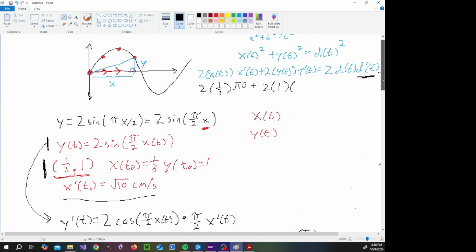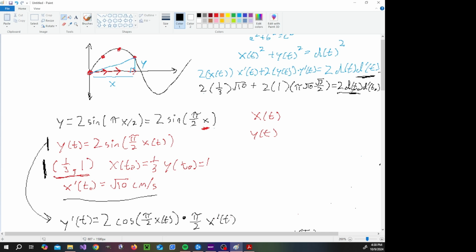Pi times root 10 times root 3 over 2. And this is 2 times the distance at that time times d prime at that time.